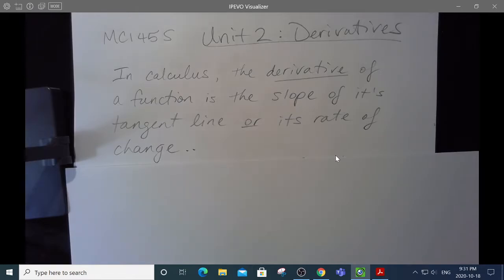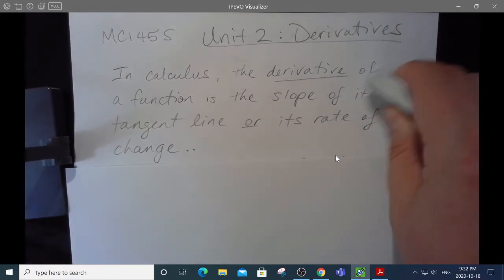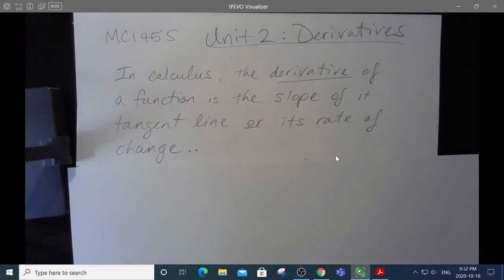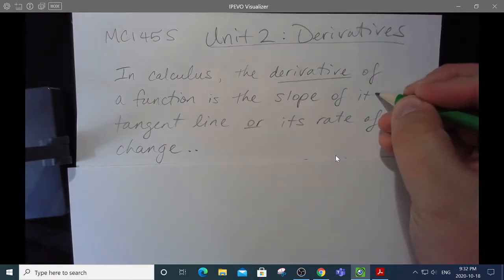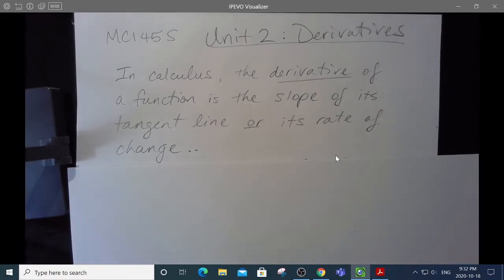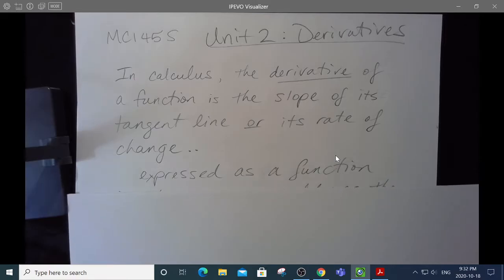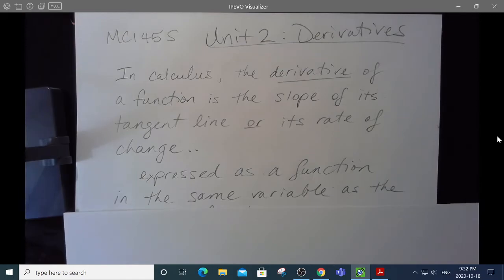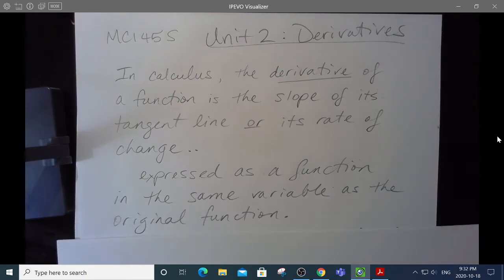In calculus, the derivative of a function is the slope of its tangent line, and I just realized that's the wrong its. It bugs me when I make grammar errors. The slope of its tangent line, or its rate of change, drum roll, expressed as a function in the same variable as the original function. I know that's kind of a long, rambly sentence, and at the start I had the wrong its, but see if you can get your head around what this is saying.